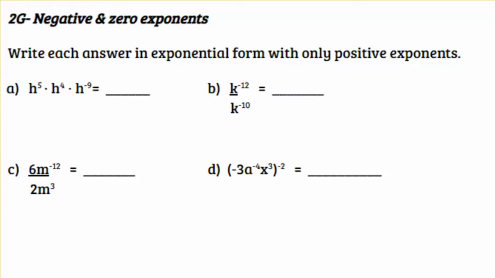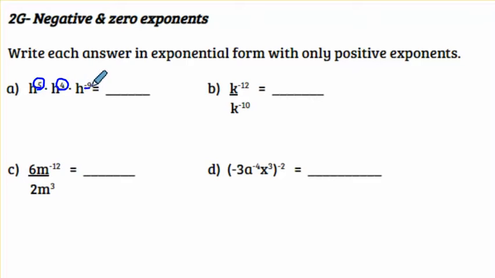Okay, for negative and zero exponents, let's look at these problems here. There are two completely different ways to do this first problem. I'm going to do both of them so you can see that you really can choose. The first way is just to remember that when we multiply, we are adding these exponents. So if we add 5 plus 4, we get a positive 9.